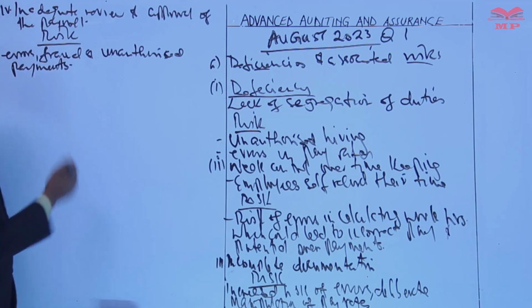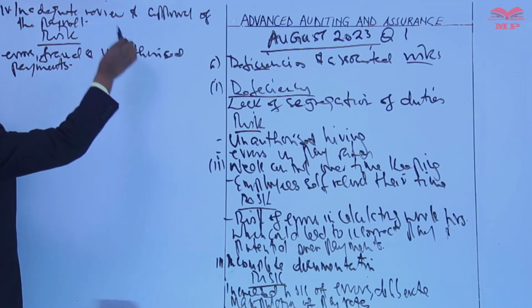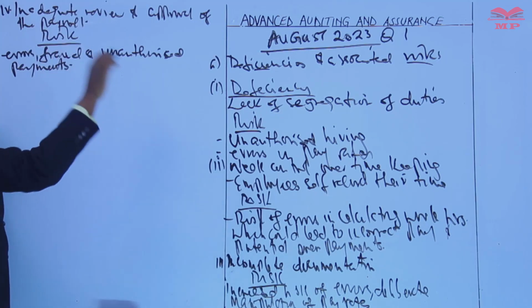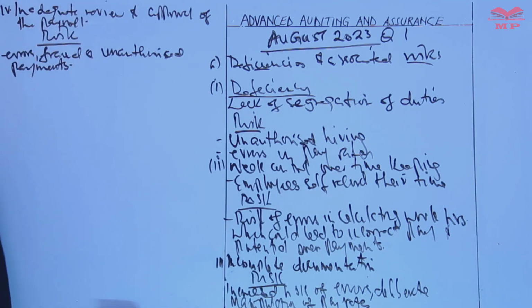There's the risk of errors. If there is no review, there is no monitoring. If there is no independent review, then there is increased risk of errors, fraud, and unauthorized payments. It's that simple. That is number 4. Give me number 5.